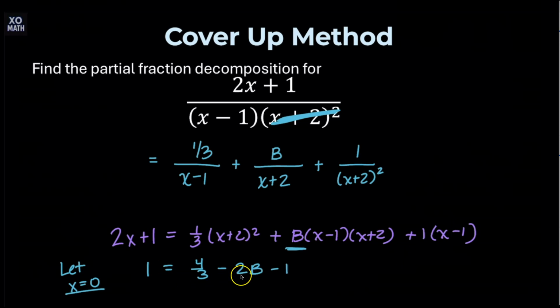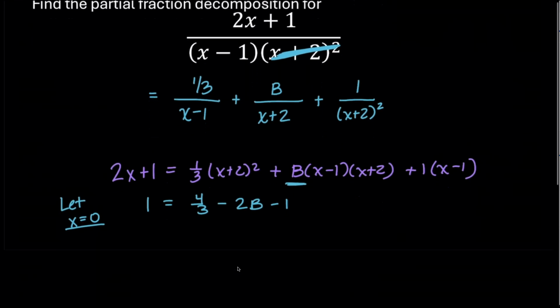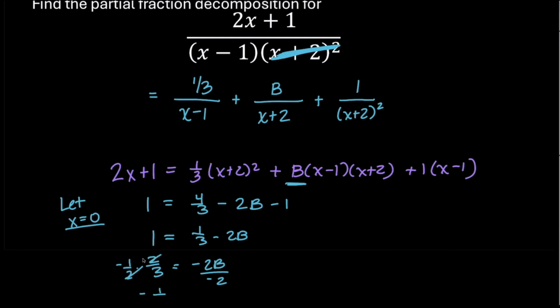So I have this basically linear equation that I can go ahead and solve for b. Here, I'll create a little bit of space. I would say, okay, 4 thirds minus 1, that's 1 third. So I have 1 equals 1 third minus 2b. If I subtract 1 third to the other side, I have 2 thirds is equal to negative 2b. If I divide both sides by negative 2, or really that's like multiplying by negative 1/2, then these 2's cancel and I get b is equal to negative 1 third.